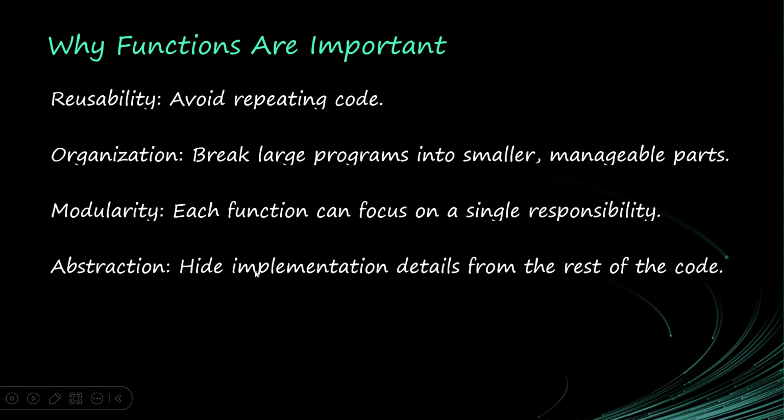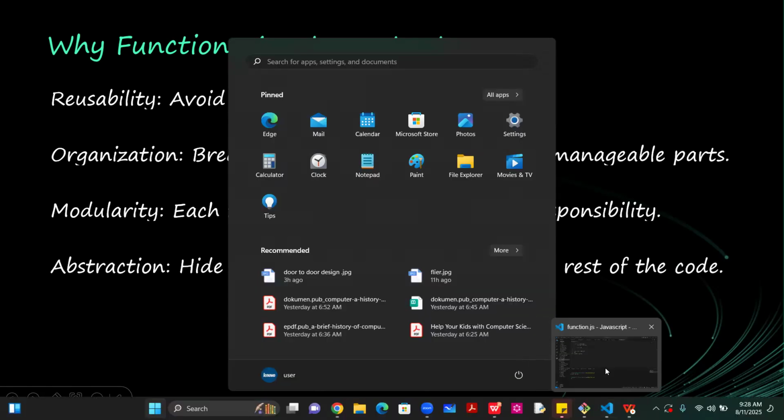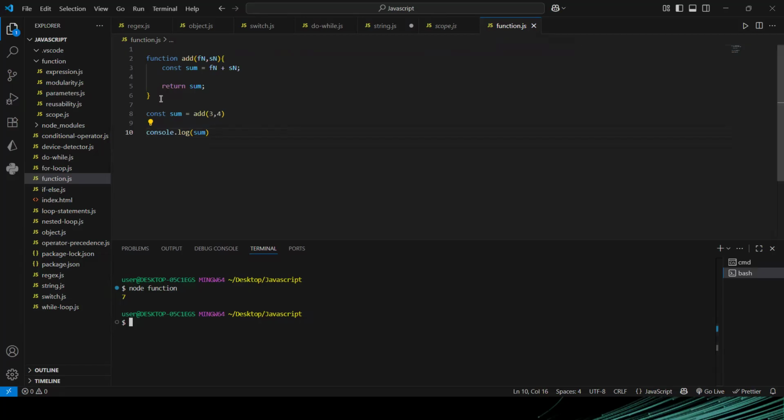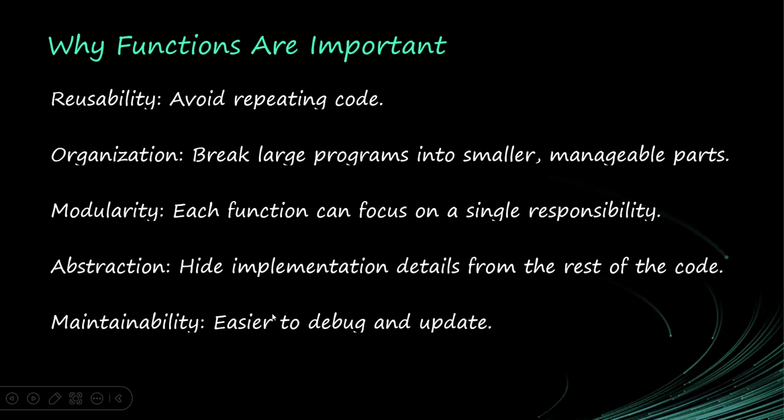Now, abstraction: it hides implementation details from the rest of the code. When you're calling this add function, you don't need to know about the implementation. All you have to know is the name and the parameters, and whenever you call them like this, you're going to get the sum of them. So basically, that's all you need. You don't need to understand how this thing is implemented. So that gives you that abstraction.